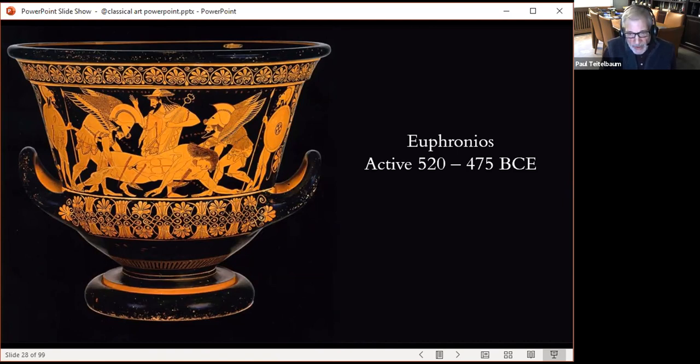It's known as the Euphronios crater or the Sarpedon crater. There are articles in the New York Times whenever it gets moved from one museum to another.